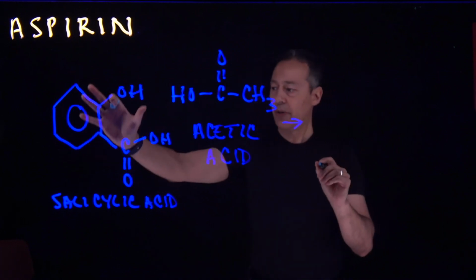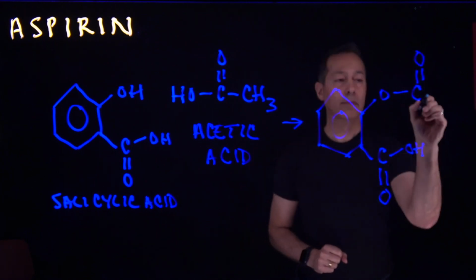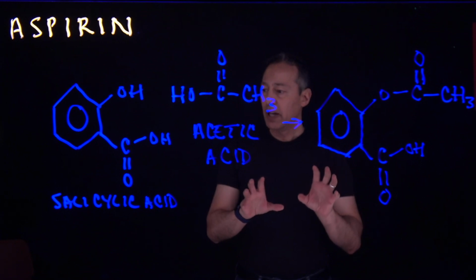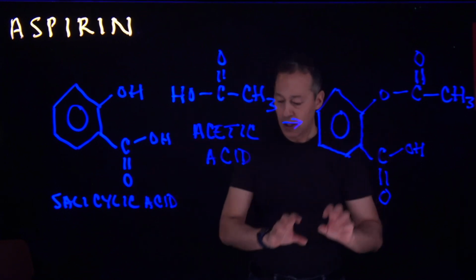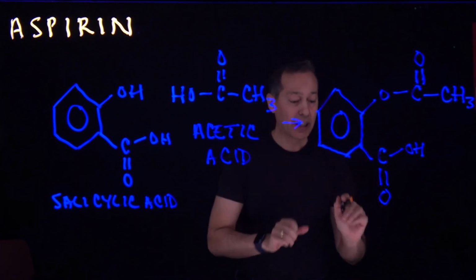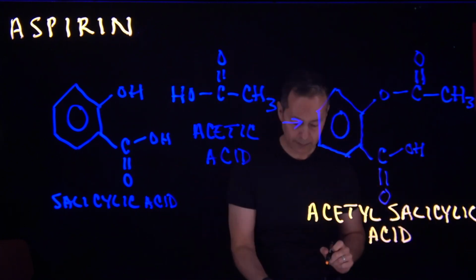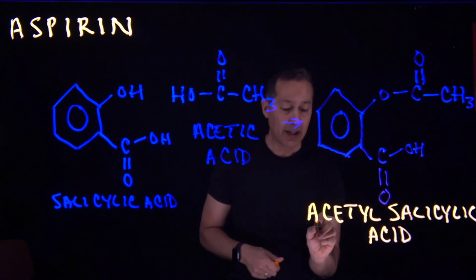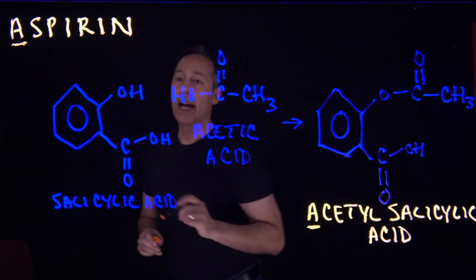So I'm going to redraw this right here, my salicylic acid. Now that I've combined my salicylic acid with my acetic acid, I've made a new molecule here. This new molecule is now acetyl salicylic acid. Acetyl salicylic acid now has the A here for acetyl, and that's where we get the A from aspirin.